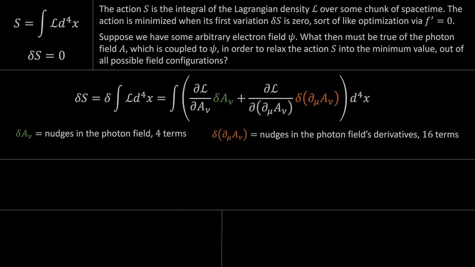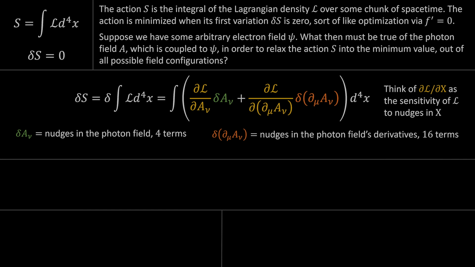So the question is, how much does the action vary when we nudge the photon field and we nudge its derivatives? And the answer is, it's going to be the partial derivative of the Lagrangian with respect to each of those things that we're nudging. You can think of the partial derivative terms as a kind of sensitivity. And it's almost tautological, right? The amount to which the Lagrangian is going to be sensitive to a nudge in some variable is going to be the partial derivative of the Lagrangian with respect to that variable. So now what we have here is an expression involving partial derivatives of the Lagrangian with respect to A, as well as with respect to derivatives in A.